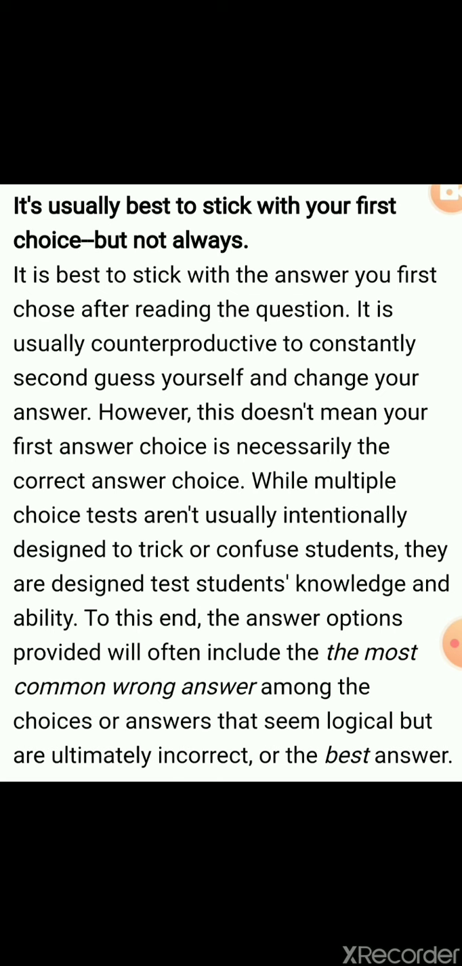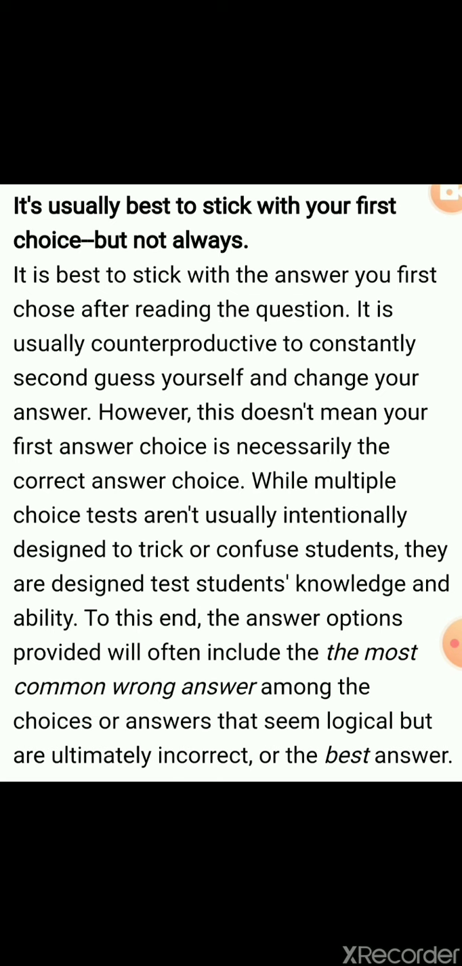It is usually counterproductive, means it can go both ways, to constantly second guess yourself and change your answer. That is why anything can happen at the last moment. After you got your answer, you are final with that. That is why I told you, no need to copy into the final sheet. You need to go through all the options. Anything can happen, you can get another option far better than that.